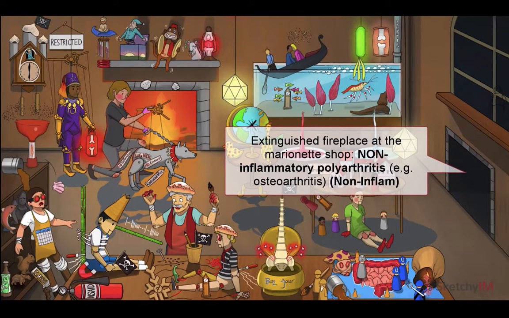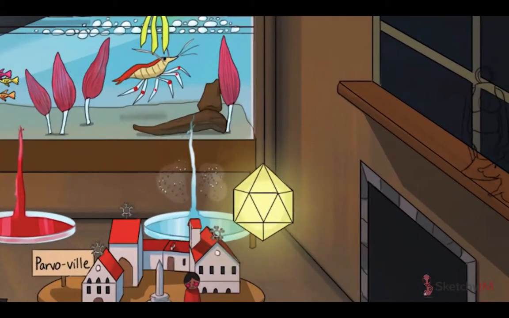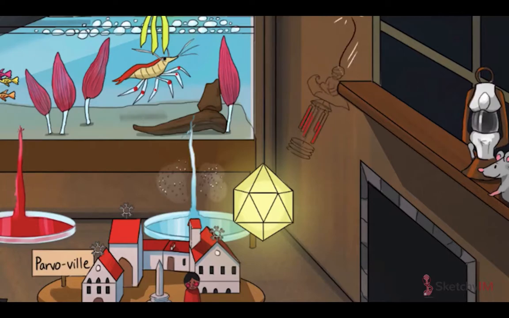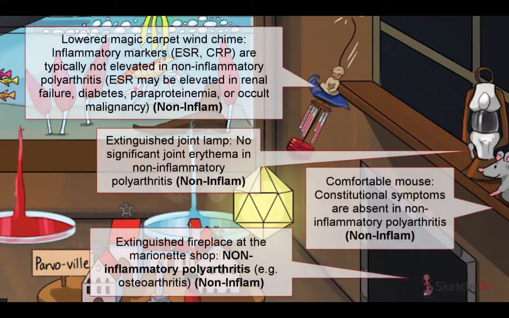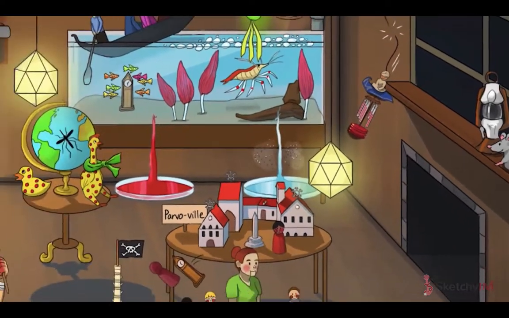Expect typical features of joint pain, limited range of motion, joint deformity, and mild swelling. This time, however, do not expect constitutional symptoms or significant warmth or erythema on exam. Inflammatory markers are typically within normal limits, though keep in mind that ESR can be elevated in a variety of unrelated conditions, such as renal failure, diabetes, paraproteinemia, or occult malignancy.